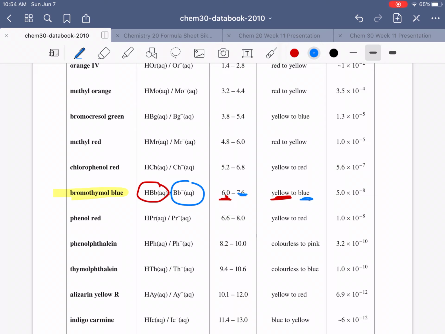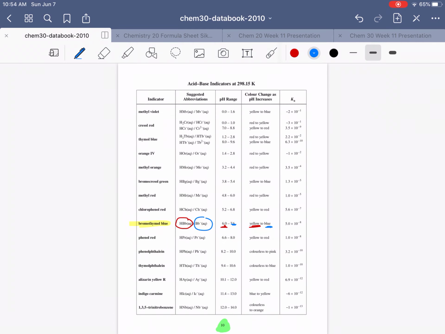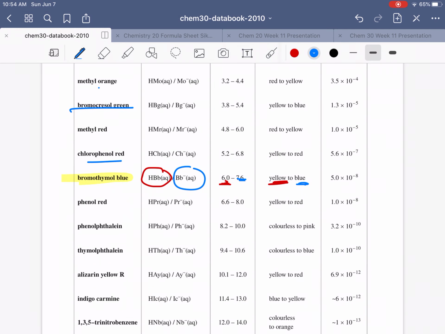Anything in between will be a mix of the two. Okay, so again, let's just talk about pronunciations of some of these. The first ones are pretty simplistic. This one often throws people off. Bromocresol green. Okay, this one going over here. Chlorophenol red. I've mentioned this one before.